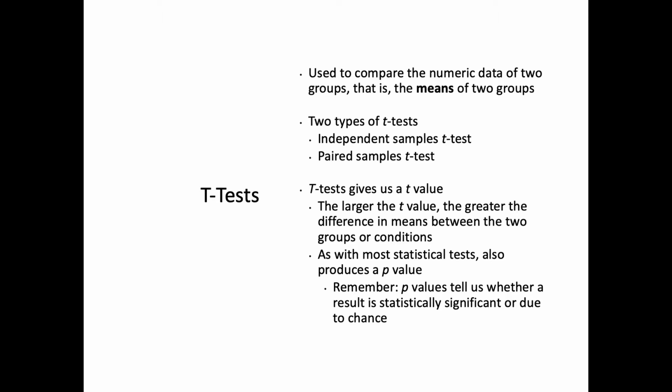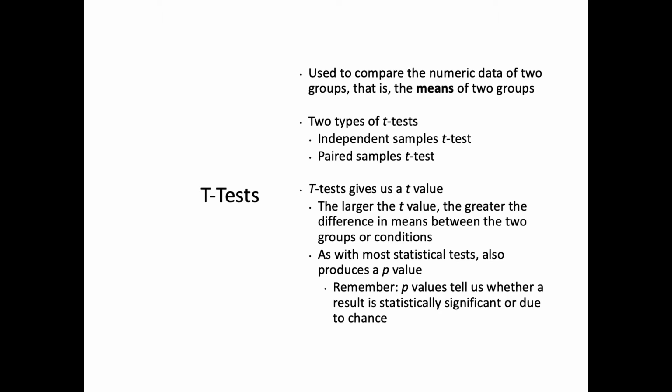There are two kinds of t-test. The first one is independent sample t-test, and the second type is the paired samples t-test. We're gonna talk about the difference between the two kinds of t-test later.